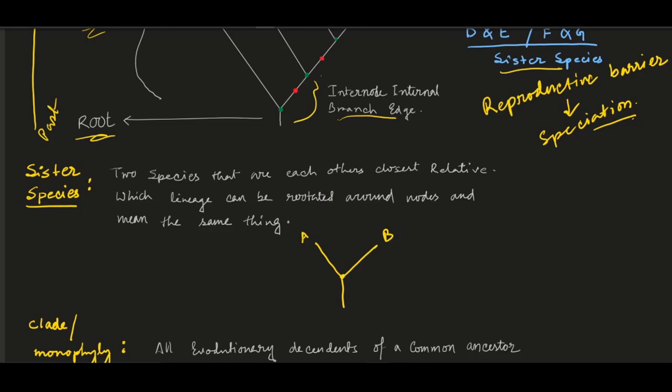So if we rotate this tree from this point, it will look like this. As you can see, before rotation A and B share a common ancestor at this point, and after rotation B and A also share a common ancestor at this point. Okay, so A and B are the sister species of each other. That means they have a recent common ancestor, and they share the same emergence point.